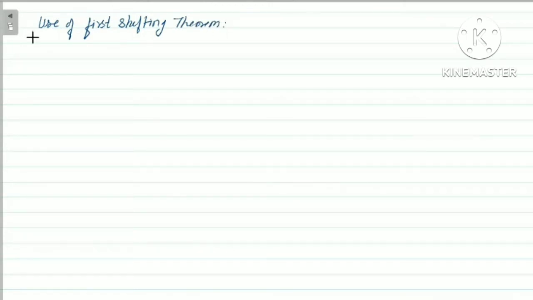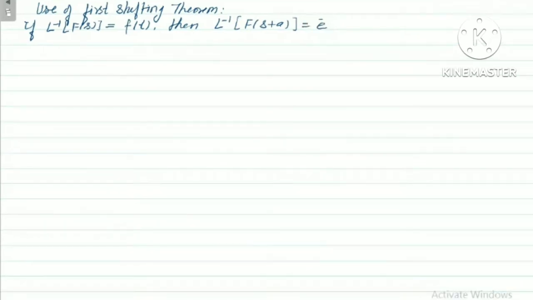Use of the first shifting theorem. See here, the statement is: if L inverse of the function F of s is equal to f of t, then we can write L inverse of F of s plus a is equal to e raised to minus at, because a is here, and f of t.